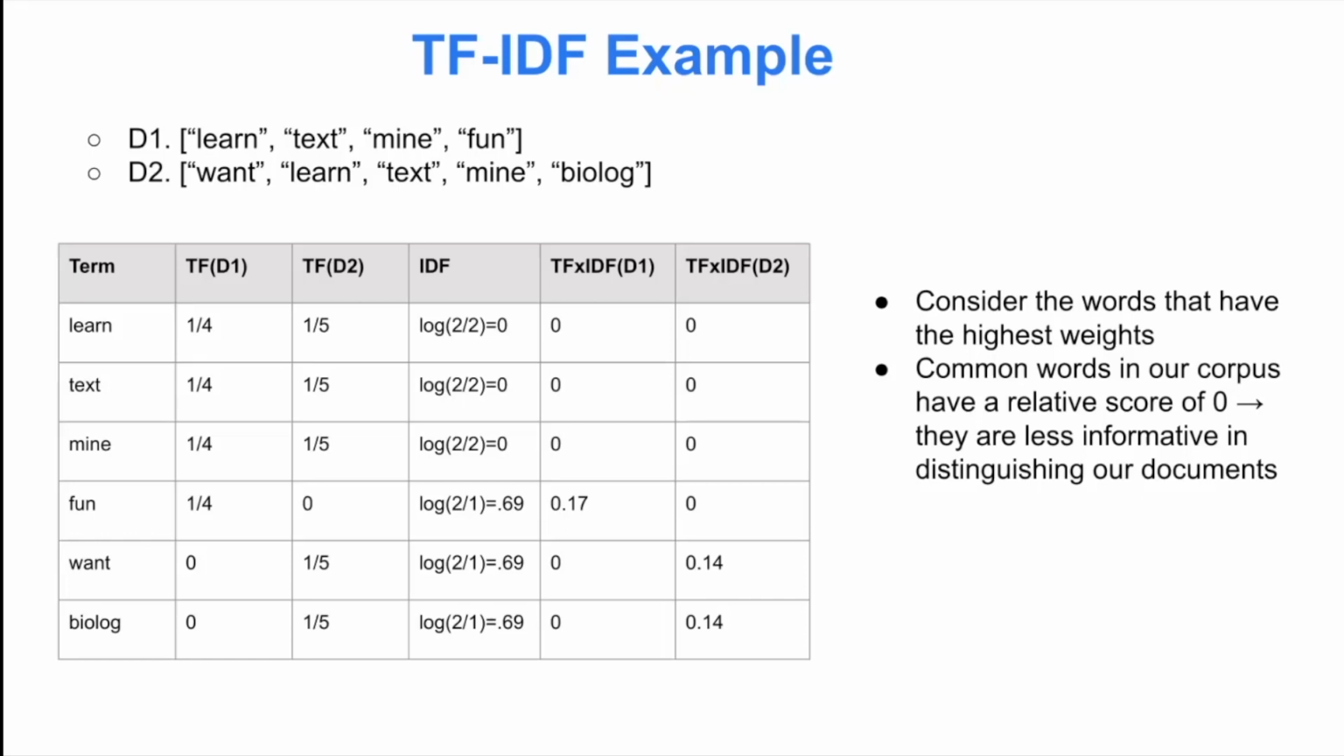Then we can calculate our TF-IDF for document 1 and document 2. We can see that the word fun in document 1 has the highest TF-IDF. This is because fun only occurs in document 1, and document 1 is slightly shorter than document 2. So it's weighted slightly more highly than want and biology, which appear once in document 2 and not in document 1. Basically, the words that have a 0 are weighted lowly because they appear across all of the corpus, so they're not necessarily important in distinguishing our documents.